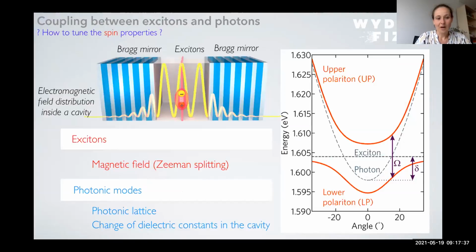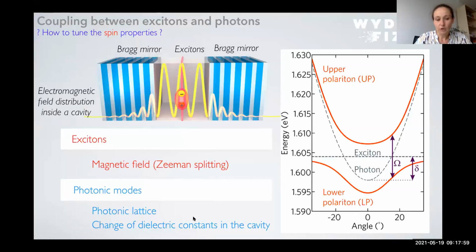Okay, so I will jump now to the photonic modes. What we can do with the photonic modes, how we can control the spin properties of the photonic modes, so actually the polarization of the photonic mode itself. One approach is that we can build a photonic lattice, and we can also change the electric constant in the cavity.